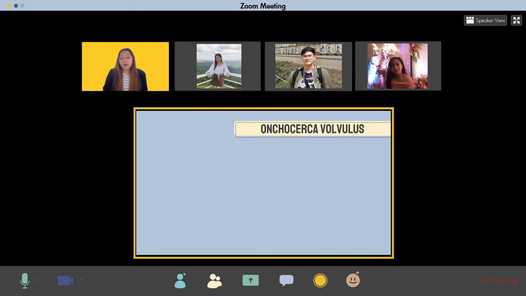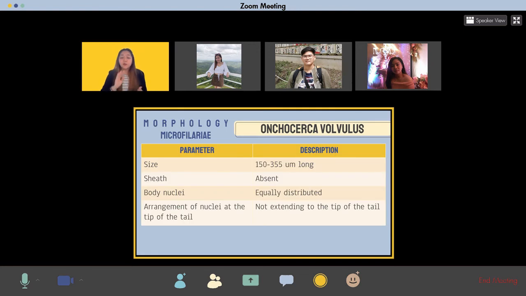So next, we have the Onchocerca volvulus. And we already know that the Onchocerca volvulus is a filarial nematode which causes river blindness and is transmitted through the bites of black fly vectors. Since we are already familiar with this aspect of the Onchocerca volvulus, let's focus more on the morphology and also the laboratory diagnosis of this parasite. So let's talk about first the morphology.